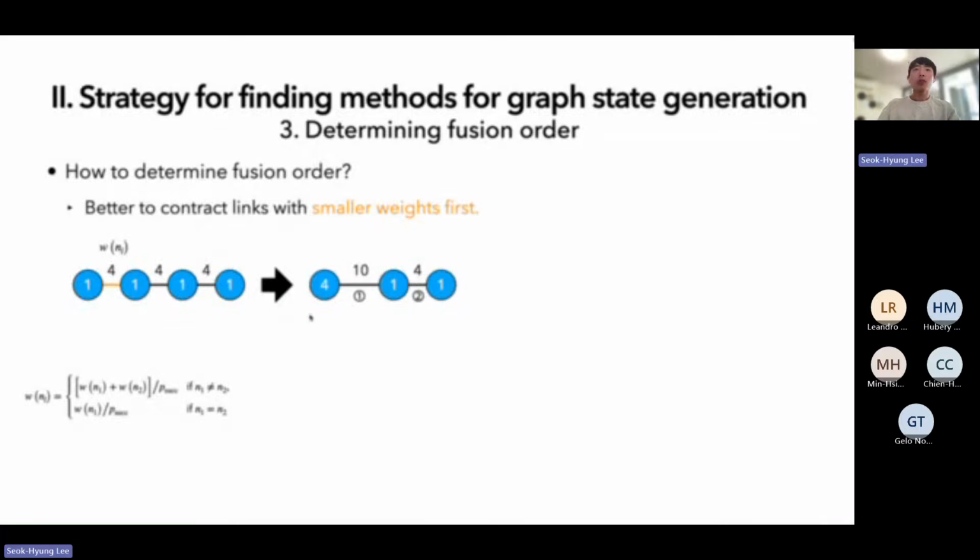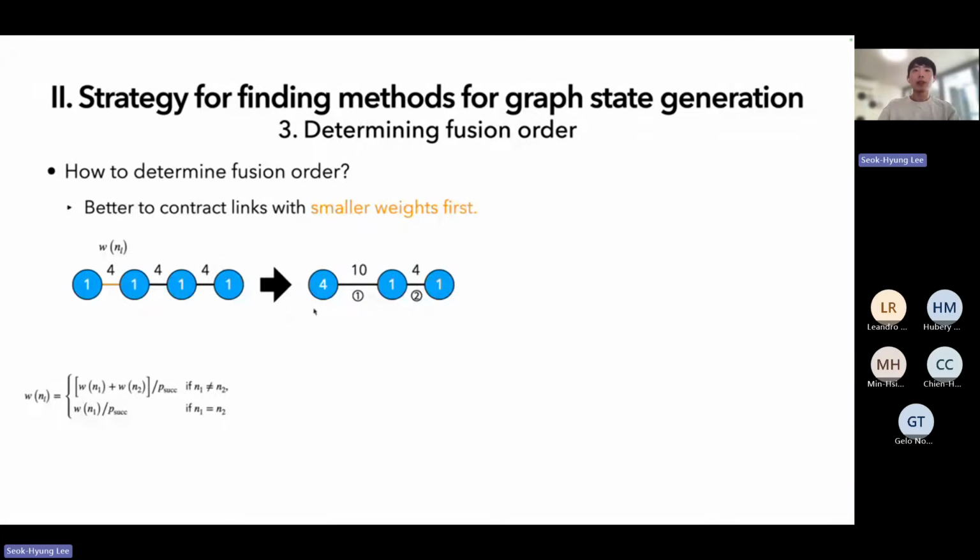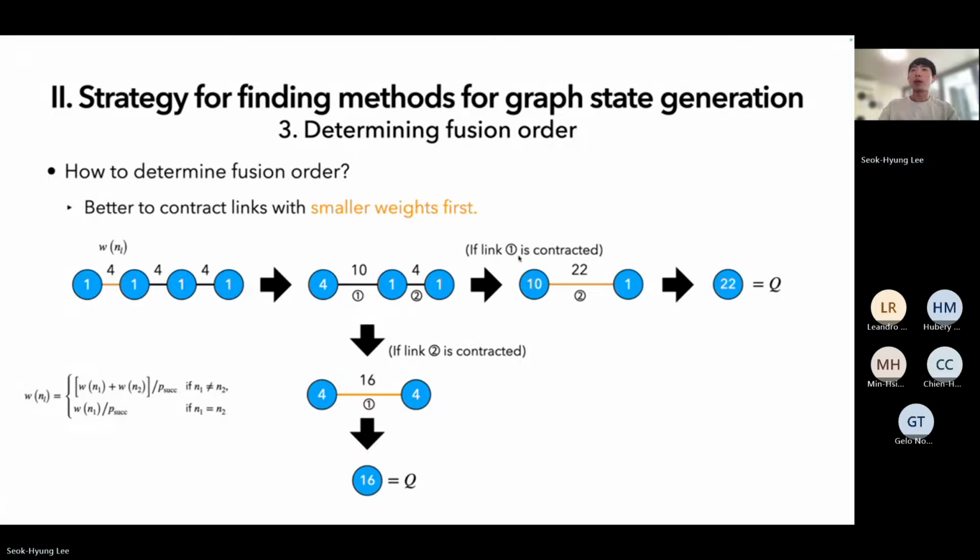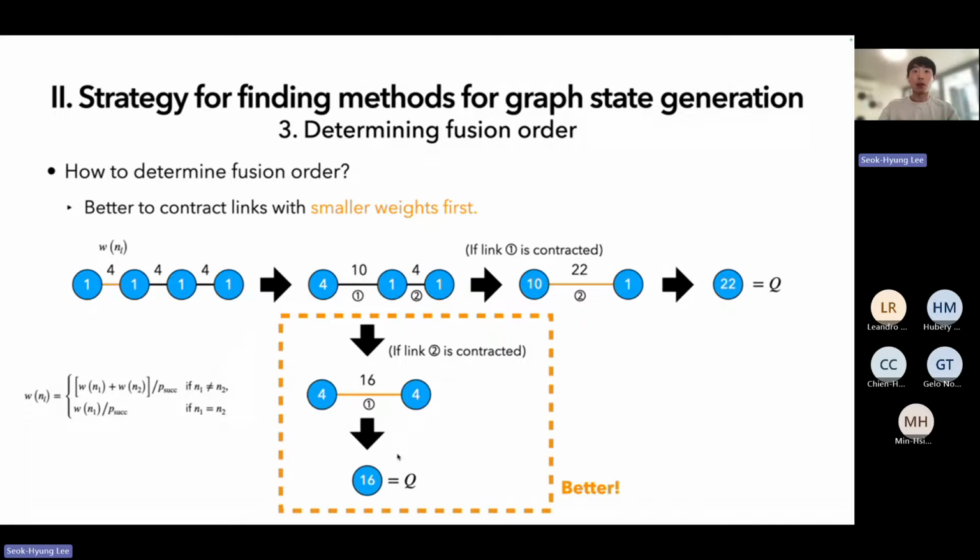So here we have two choices. We can contract this one first or this one first. If we contract the second link, then it will give the weight of 16. But if we contract the first link, then the weight is 22. And so the first choice is of course better because it gives lower resource cost. And here I just showed a simple example, but generally we can prove that contracting links with smaller weight is always better.